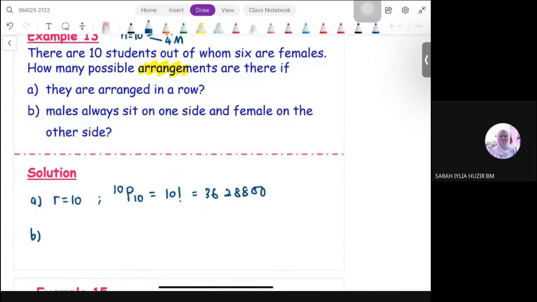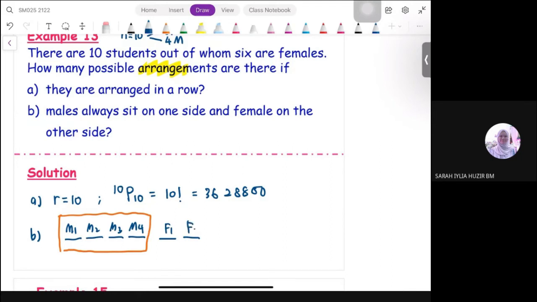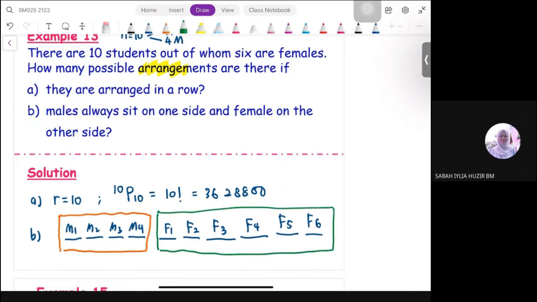Altogether we have 10. Okay, saya buat 10 space dulu. 1, 2, 3, 4. Okay, 4 tu ada 4 different male. Okay, saya labelkan M1, M2, M3, M4. Okay. So, ini dia mesti nak duduk bersama-sama dalam satu side. Okay. And then we have remaining another 6 female. So, kita ada F1, F2, F3, F4, 5 and 6. Okay. Yang girls ni pun dia satu grouping lah. Girl punya group. Dia duduk bersama-sama juga.